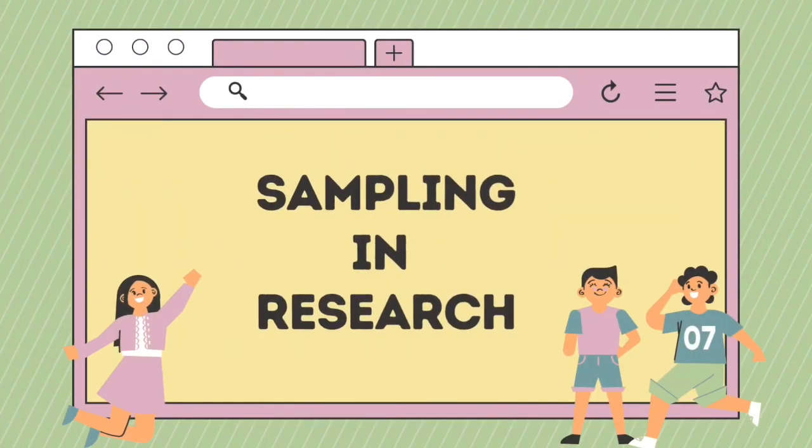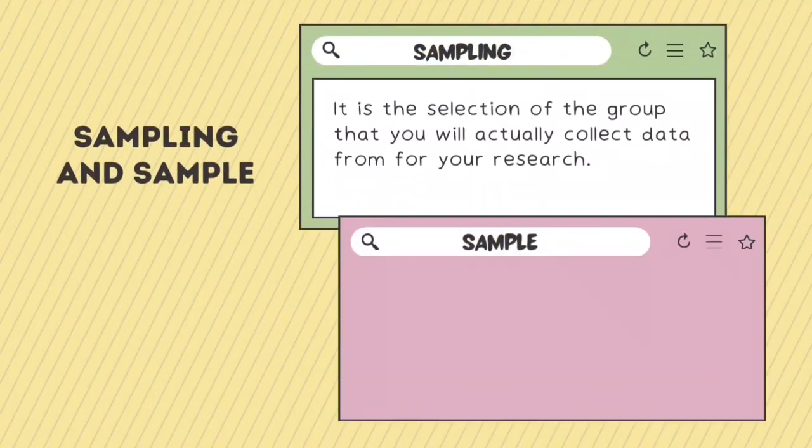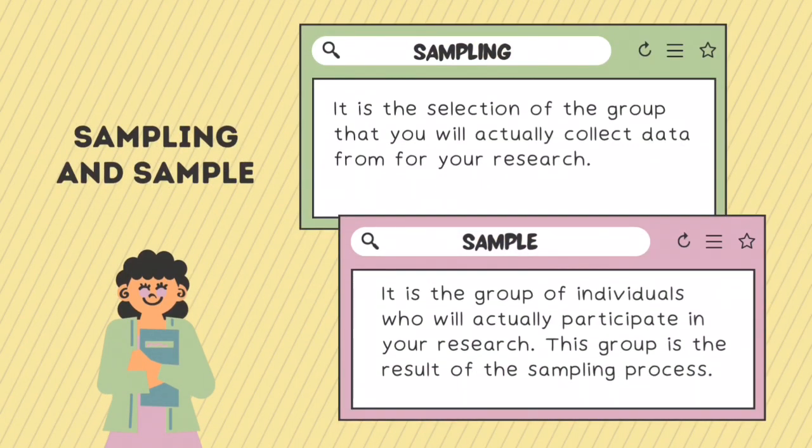For today's lesson, we will be learning about sampling, specifically non-probability sampling. Now, what is sampling? Sampling is the selection of the group that you will actually collect data from for your research. Sampling allows you to test a hypothesis about the characteristics of a population. When you conduct research about a group of people, it is rarely possible to collect data from every person in that group. Instead, you select a sample.